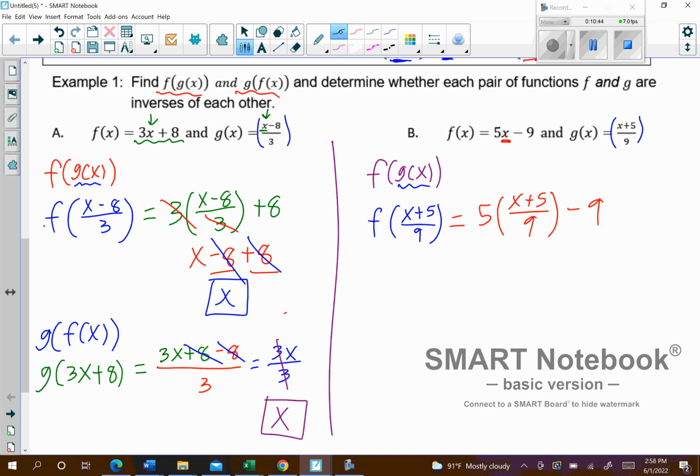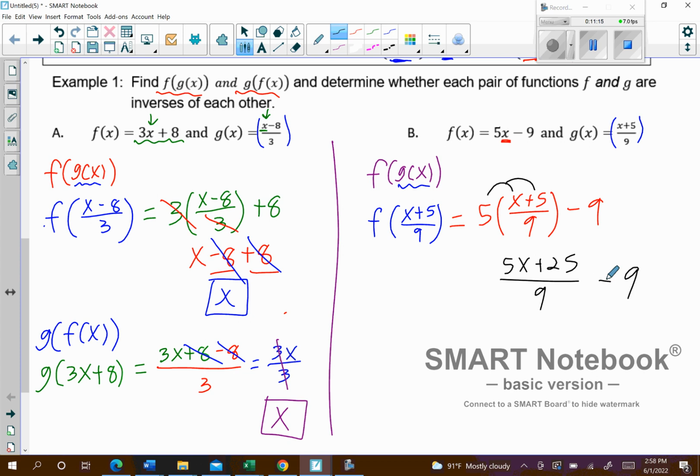Now, typically, if these are going to simplify into x, it works pretty easily, like the first one where the 3's cancel and the 8's cancel and so on. Here, I can't cancel the 5 and the 9, but I could distribute the 5. So I get 5x plus 25 over 9, and then take away 9. I can't cancel out the 9's. One's divide, one's minus, so those aren't inverse operations. I could get an LCD, but I don't really see this going anywhere.